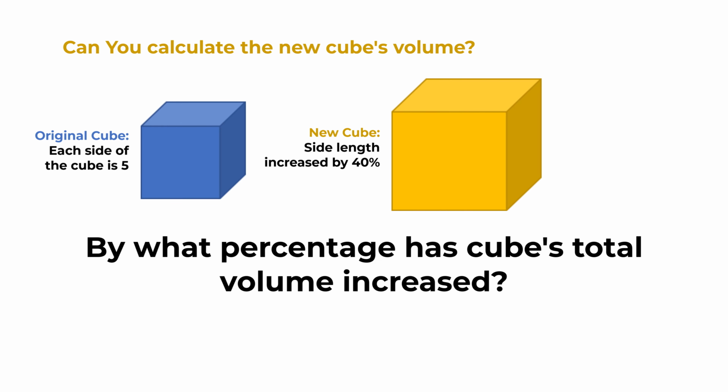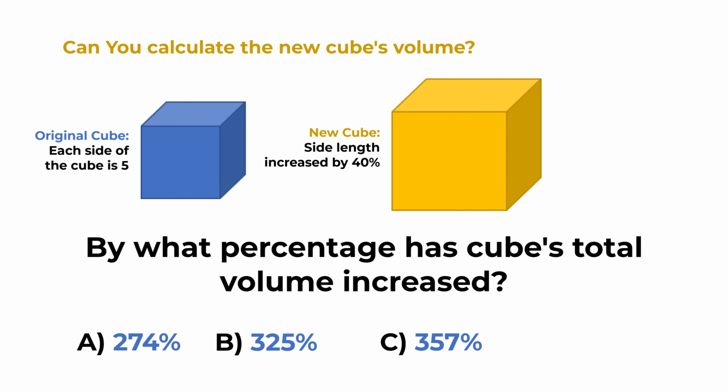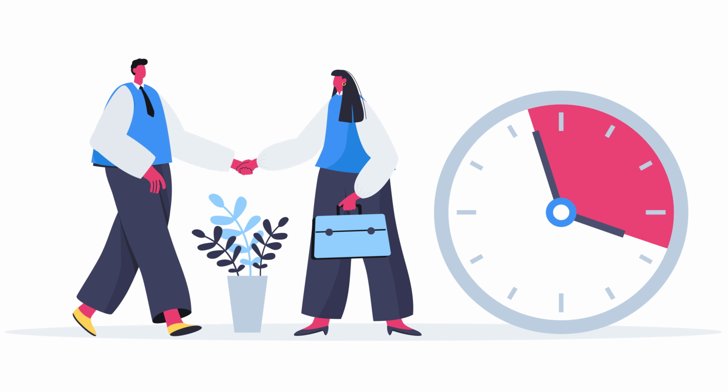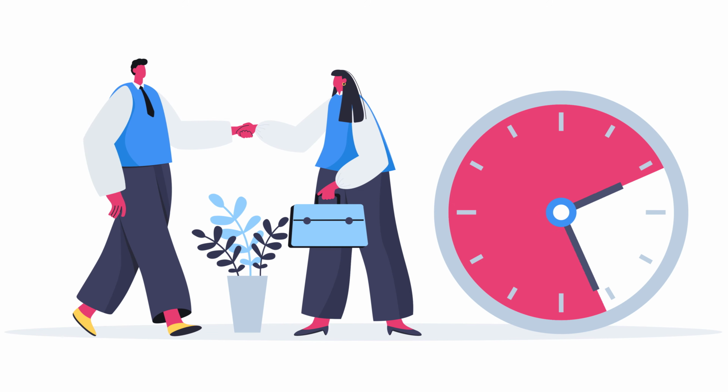Choice A, 274%. Choice B, 325%. Choice C, 357%. And choice D, 379%. Do you see the answer? Give yourself a little bit of time because the answer to this question may not be obvious. Hopefully you've nailed it, but let's move forward and I'll explain how I solved this problem so we can get to the correct solution together.